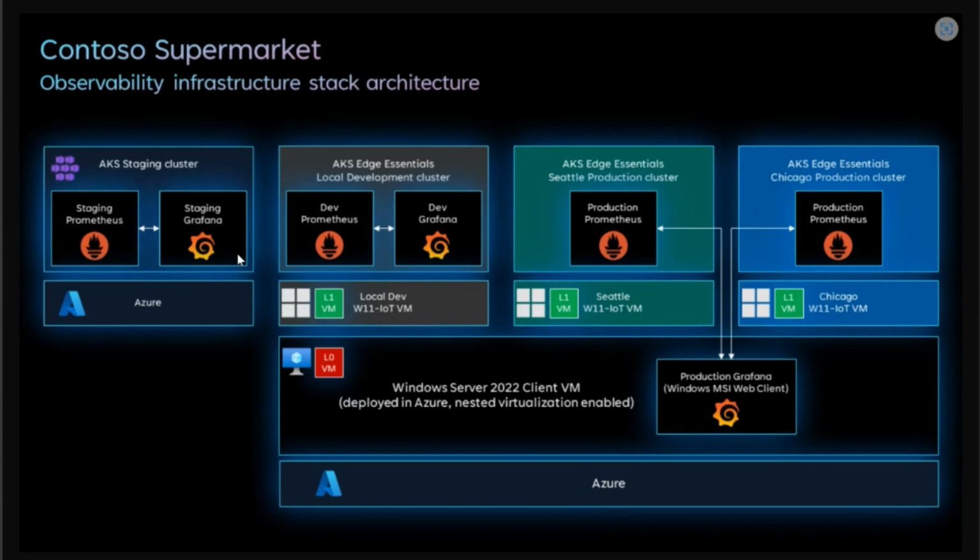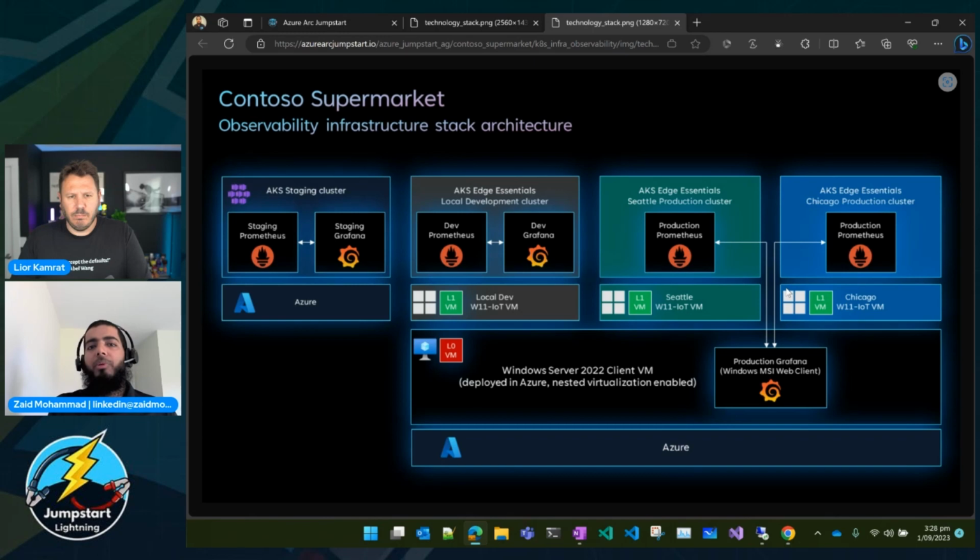Got it. But if you pay attention to the production instance on the right hand side, in a real world scenario, we also wanted to have a single dashboard where the operations team can come and have a look at their clusters in each region, right? In this case, Seattle and Chicago. So that's why you see a single production Grafana instance. The data is coming from Seattle Prometheus and Chicago Prometheus. Separation of concerns. I love it.